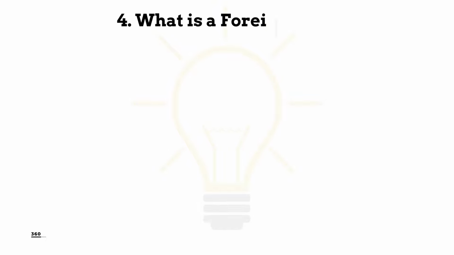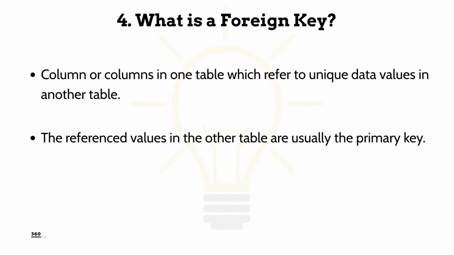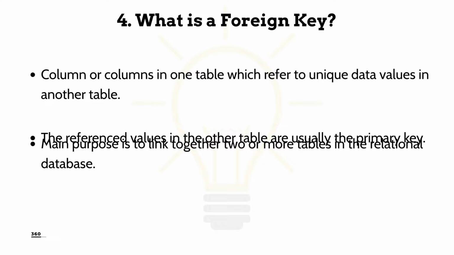Question 4. What is a foreign key? A foreign key is a field or set of fields in a relational database that refers to the unique data values in another table. In the other table, this is often a primary key. The purpose of foreign keys is to link together two or more tables in the relational database.